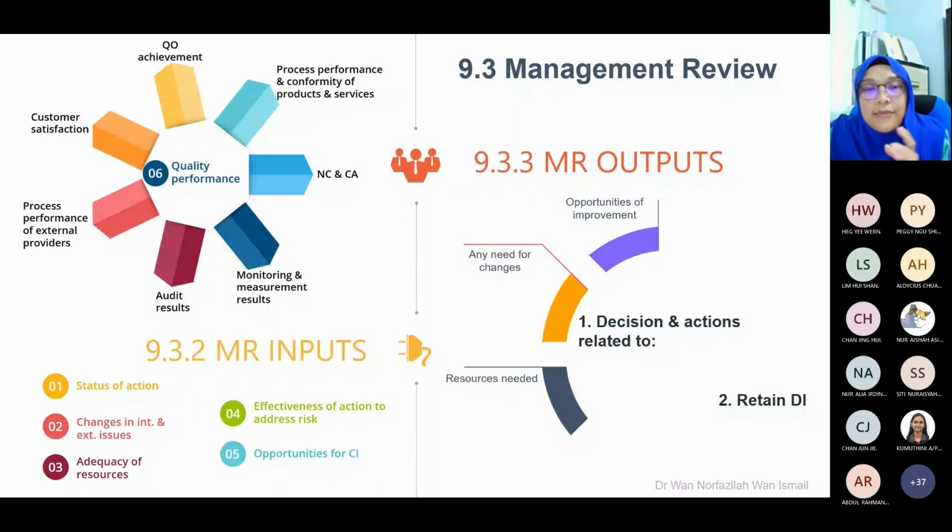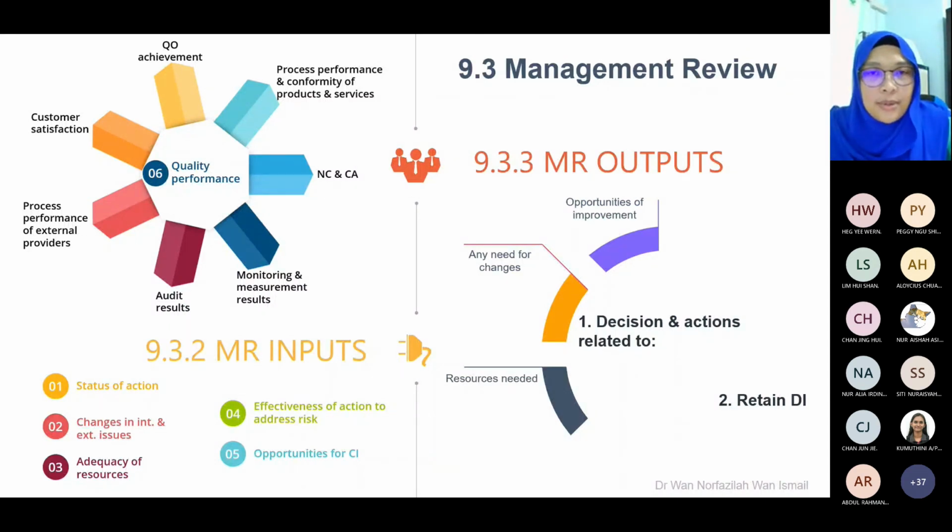Okay, any need for changes? From the 6 inputs, what are the changes need to be done to fulfill the requirement of 9.3.2? And any opportunities for improvement, you need to decide, from the opportunities for continuous improvement inputs. And from this management review, you need to retain documented information. So from this management review meeting, give me what are the documented information that you can retain.